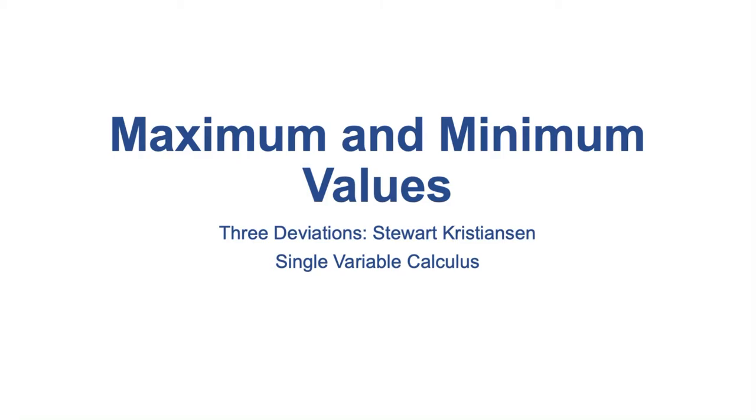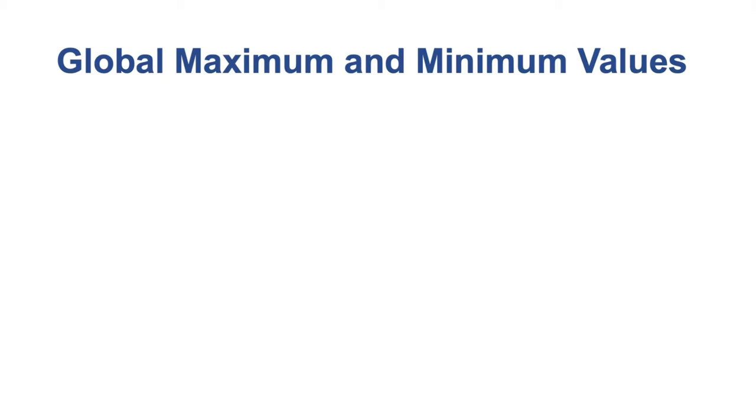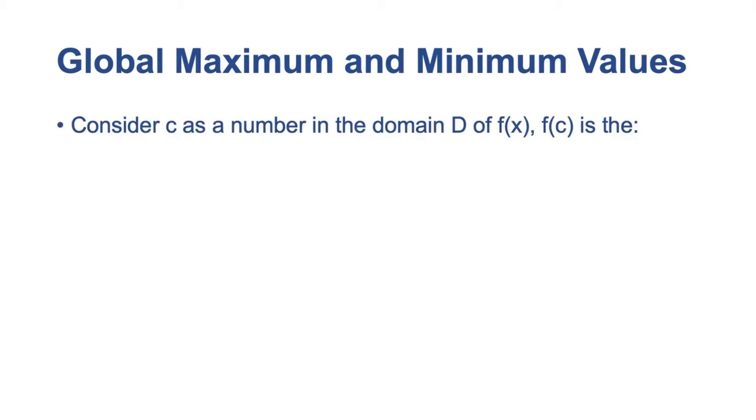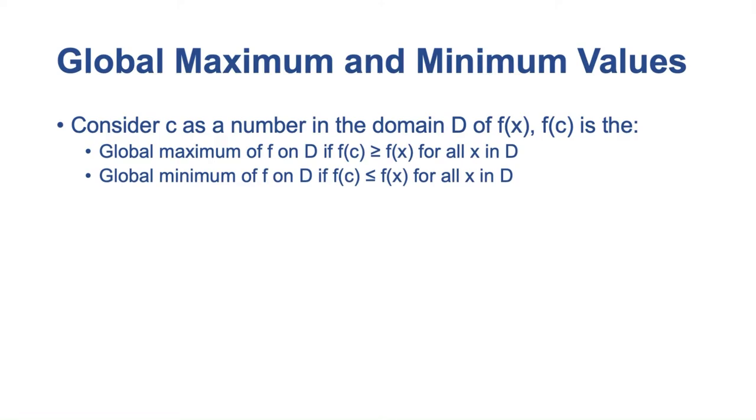Alright, so let's get started with maximum and minimum values of graphs. In pre-calculus, I would imagine that many of you talked about global maximum and minimum values. So if we consider c as a number in the domain D of a function f of x, f of c would be the global maximum of f on D if f of c is greater than or equal to f of x for all x in D, or a global minimum of f on D if f of c is less than or equal to f of x for all x in D.